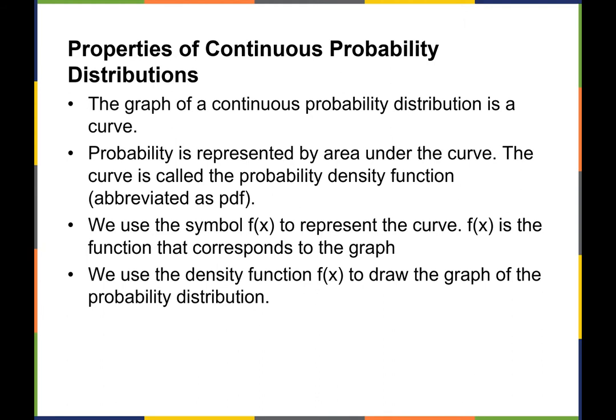All right, so the graph of a continuous probability distribution is a curve, and the probability is represented by area under the curve. That curve is called the probability density function. We're going to refer to it as f of x because it's a function, and that's what we use for functions. And we're going to use the function to draw a graph of the probability distribution.